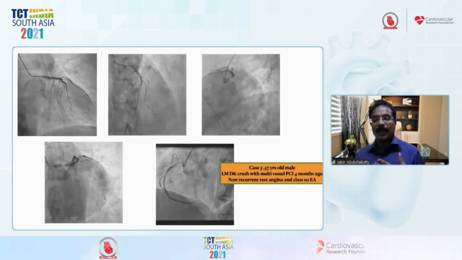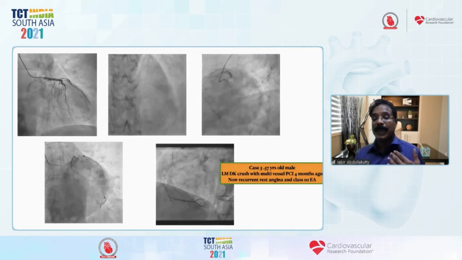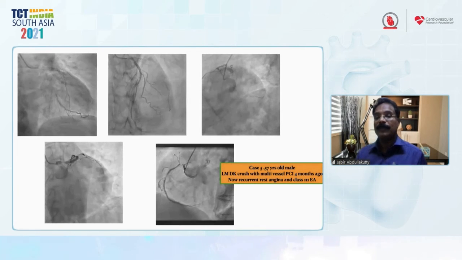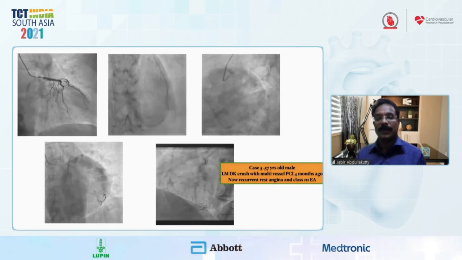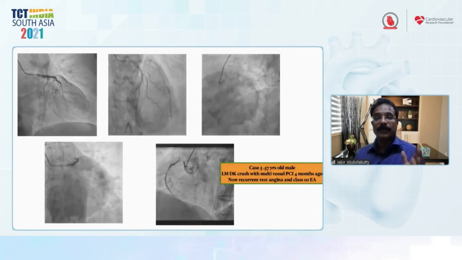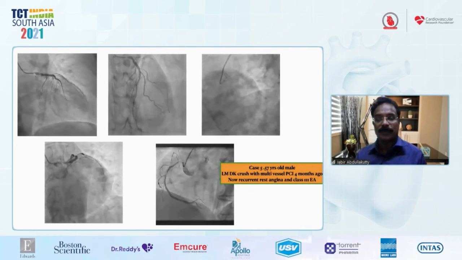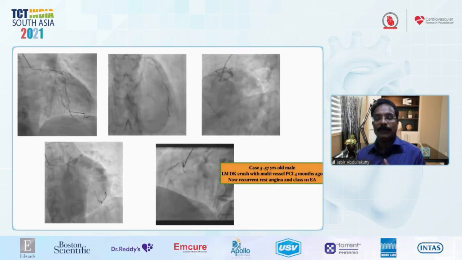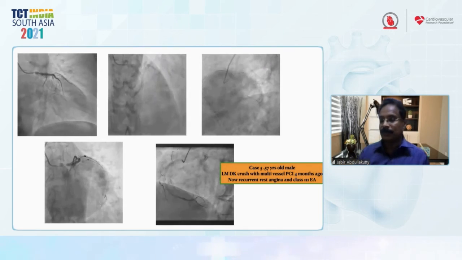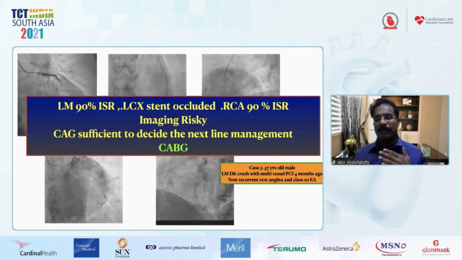So this is the last case, a 57-year-old male. He underwent a LM double-kissing crush with multi-vessel PCI 4 months ago. Now with accelerated angina, you can see the malignant restenosis. LM ostium, there is 90% restenosis. LAD, there is restenosis. The circumflex is totally occluded, and the RCA is having a 90% ostial restenosis. So imaging, we didn't do the imaging, risky.